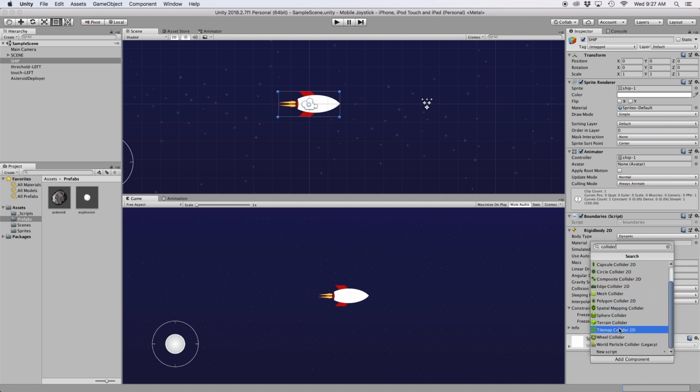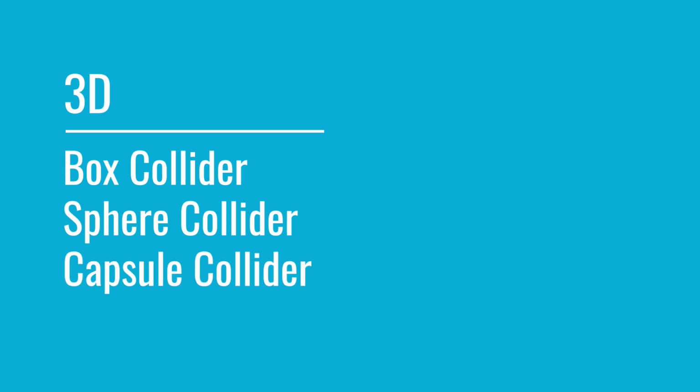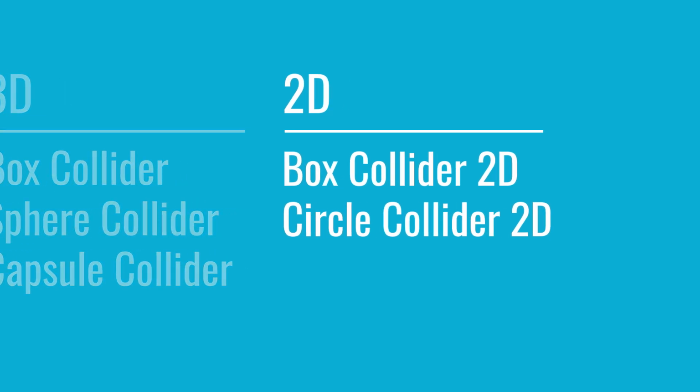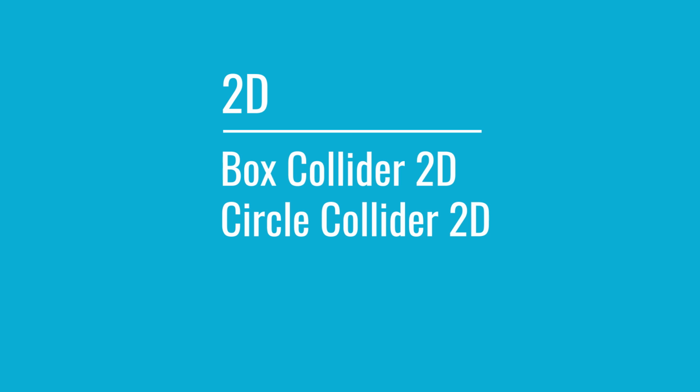Most of these colliders can be pretty processor intensive, so I try to only use box, sphere, and capsule colliders when working in 3D, and the box and circle 2D colliders when working in 2D. But for the purpose of this game, I'll only be using box and circle 2D colliders in this video, but feel free to try them all and decide which one works best for you.